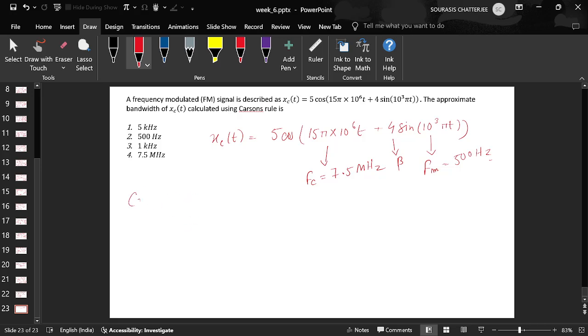So you apply Carson's rule, and the bandwidth of this frequency modulated signal is given as 2 times (1 plus beta) times fm, that is 2 times (1 plus 4) into 500 hertz, that is 2 times 5 times 500, which is 5 into 10 to the power 3, or 5 kilohertz. So 5 kilohertz is the answer here.